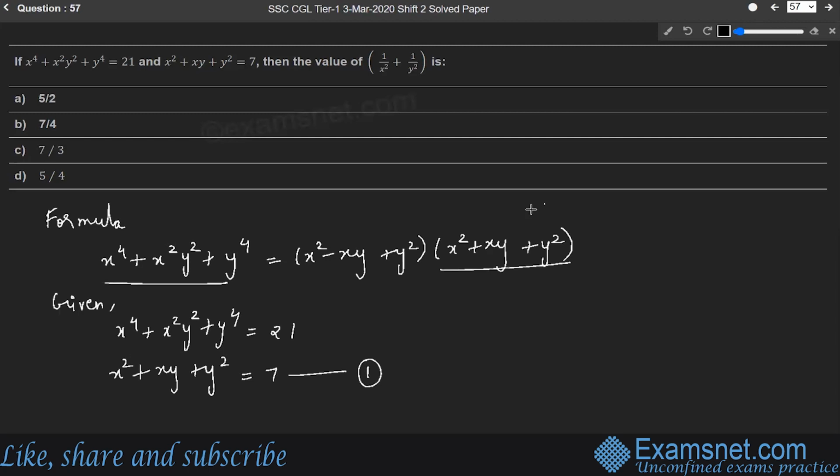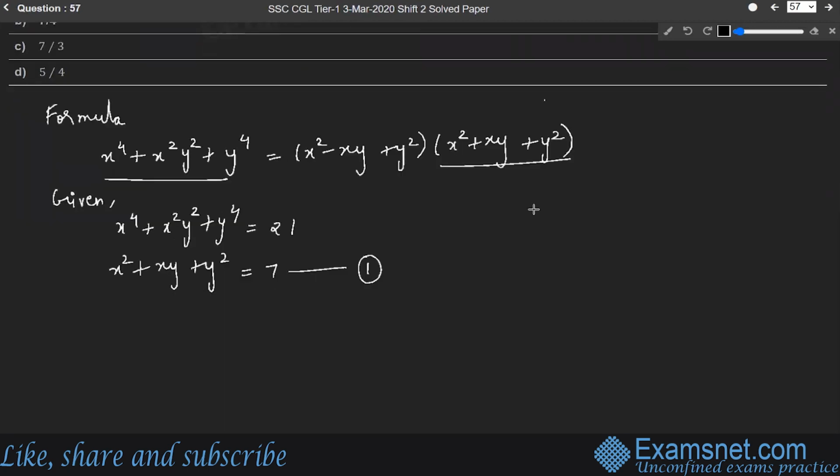So let us do one thing. Let us substitute the values here. x power 4 plus x square into y square plus y power 4 is equal to 21. So the left hand side will be 21 is equal to x square minus xy plus y square multiplied by x square plus xy plus y square.